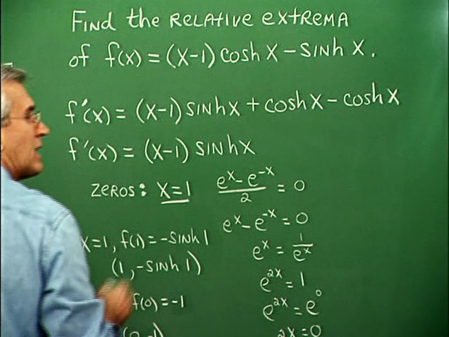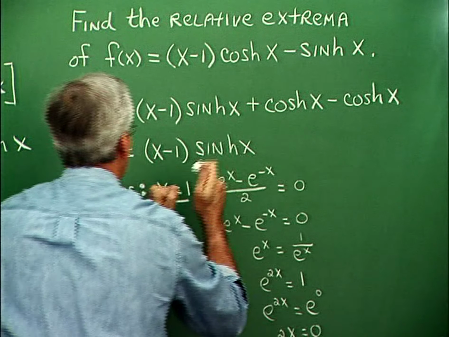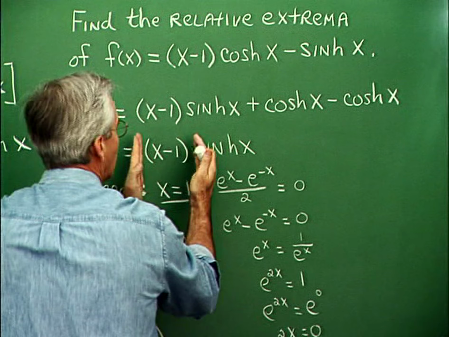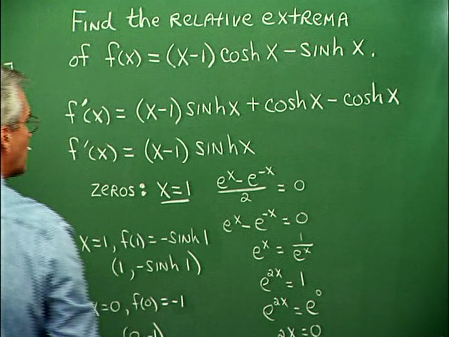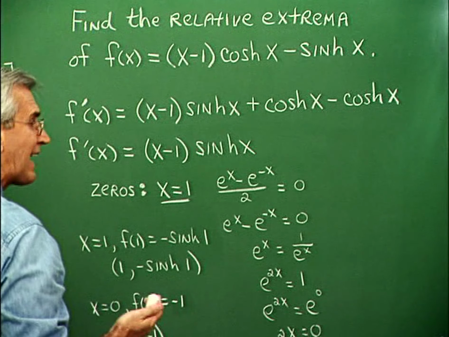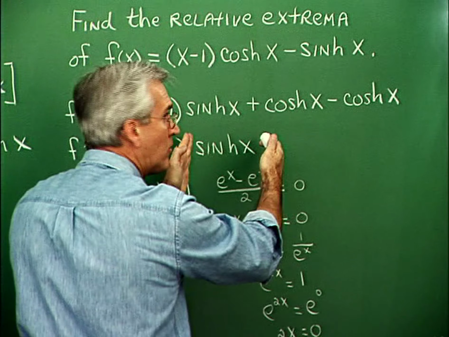Now, let's see, we find the zeros like this. We're looking for the zeros of each factor. The value of x that will cause this factor to be 0 is simply x equals 1. Now the value of x that will cause this factor to be 0 is a little bit more elusive.